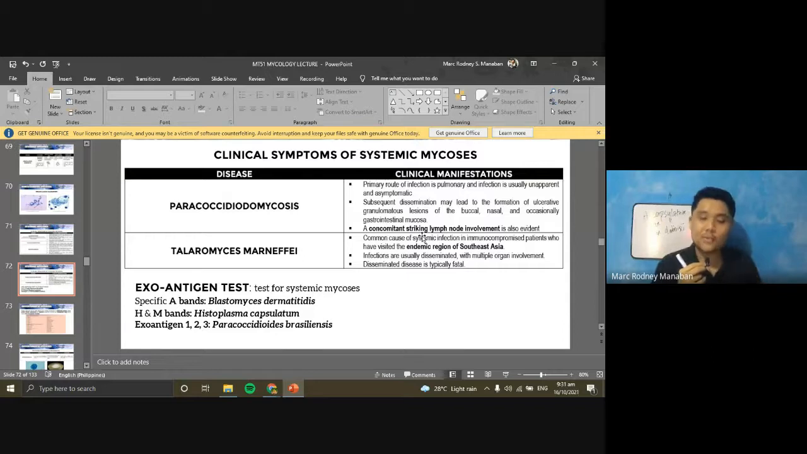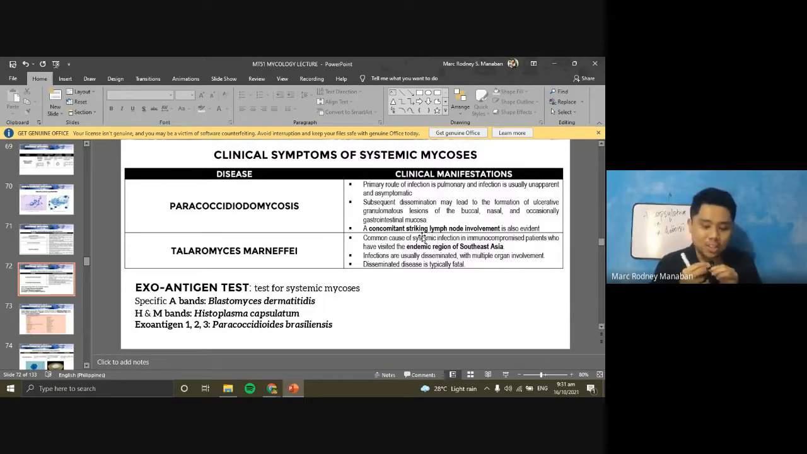For Talaromyces marneffei or Penicilliosis, again, endemic siya to Southeast Asia. Again, disseminated, multiple organ involvement, and it's usually fatal. So again, it starts with the lungs, all right? And from there, mo-disseminate na sila. So similar din siya of presentation dears. Basta look lang good, depende lang din siya sa history, no? Asa gikan ang patient, endemic ba siya to this organism or not?